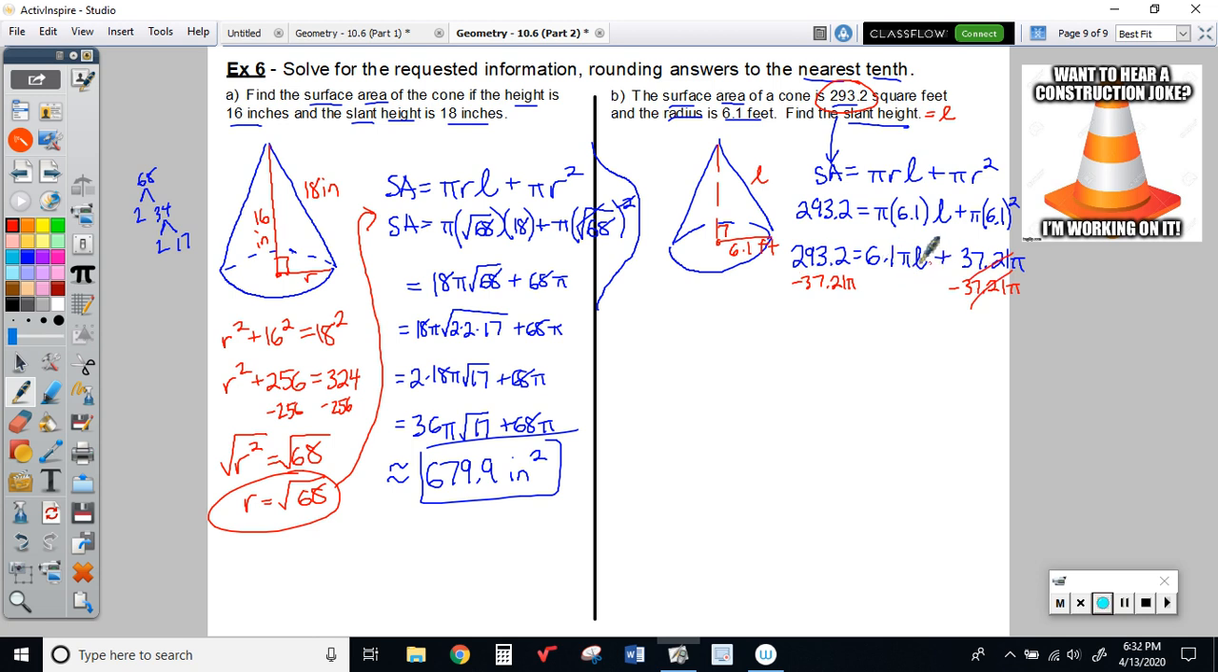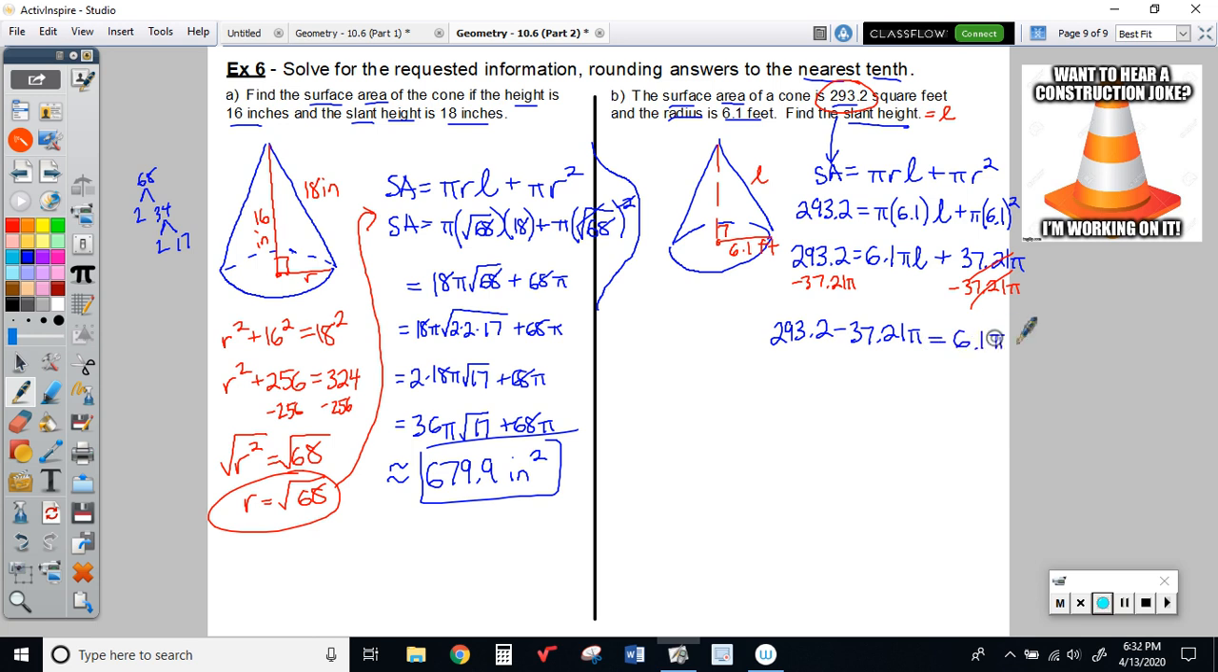This one, factoring not required because I don't have a squared variable part and a variable part after that. I just have the variable. Nothing squared I have to deal with like I did with a couple of the problems in the 10.6 part 1 lesson. So we're left with 293.2 minus 37.21 pi. You could take this and approximate it, going 5 or more decimal places, and get what that is approximately at this point.